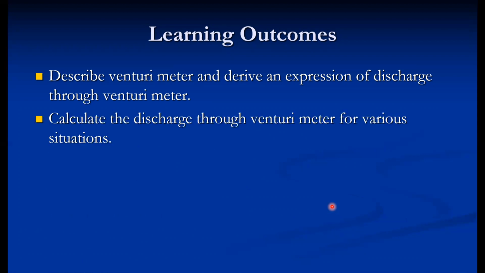The venturimeter works on the principle that if we reduce the cross section of the flow passage, so intentionally the area of the pipe is reduced in order to create a pressure difference, and measurement of that pressure difference enables us to determine the discharge. Once we develop the expression of discharge, we can use it to calculate the discharge through the venturimeter for various situations, wherever the venturimeter is connected to pipes in different orientations. We have discussed horizontal and vertical.